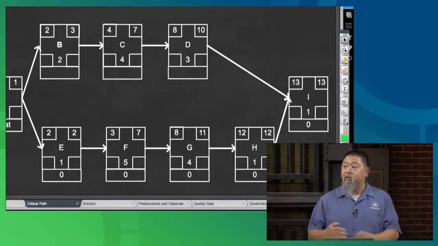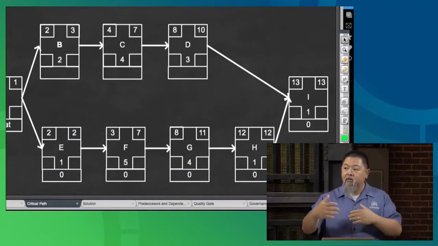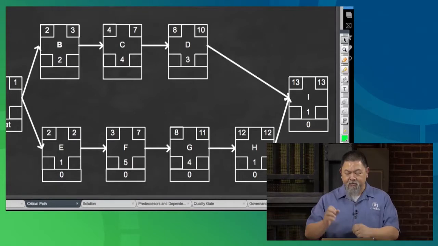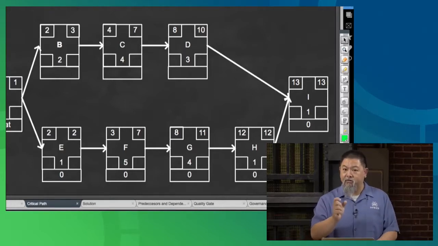Now we have to do the other pass to determine which tasks have float, because that's the area where we can adjust the schedule without influencing the overall schedule. If we need to make adjustments, we try to put them in that area where we'll find gaps. So that's what's going to happen.